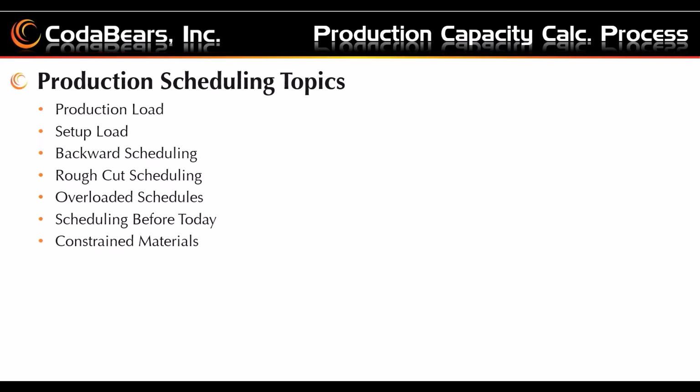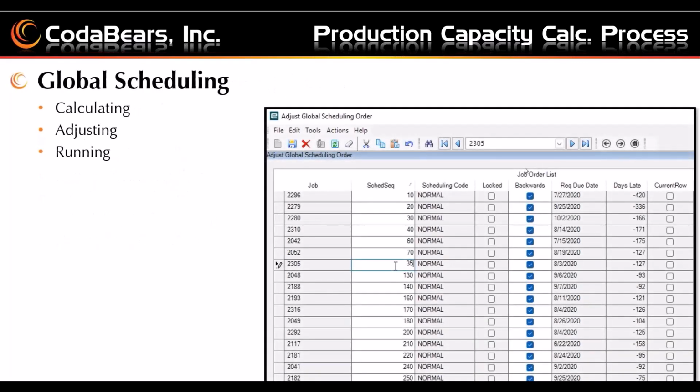I'm going to back up a slide here. On your adjust global scheduling, hit your binoculars or right click on the screen, go to options and say auto populate with all your jobs. By default, the screen pops up blank, kind of like with the job workbench.